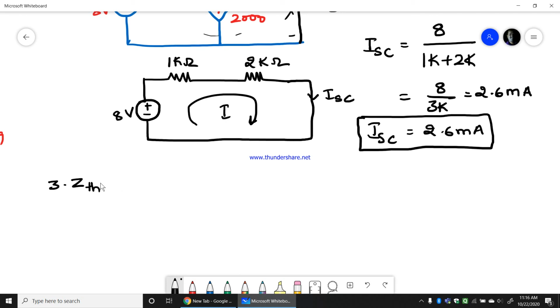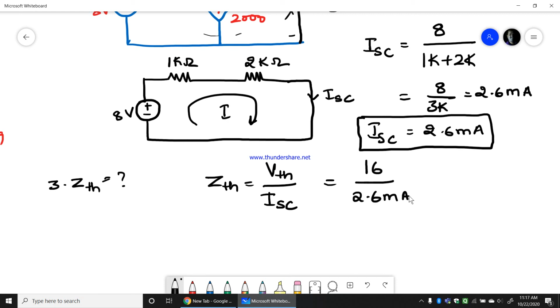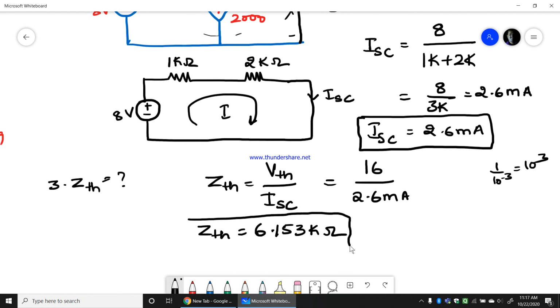Anyway, this is Thevenin's theorem, so I will write ZTH. Now ZTH is very simple, V Thevenin by ISC. V Thevenin was 16 volts which we have got. ISC was 2.6 milliamps. Therefore ZTH will now be equal to 16 divided by 2.6, which will give me 6.153, and this milli, 1 over 10 power minus 3, becomes 10 power 3, kilo ohms. So this is ZTH.